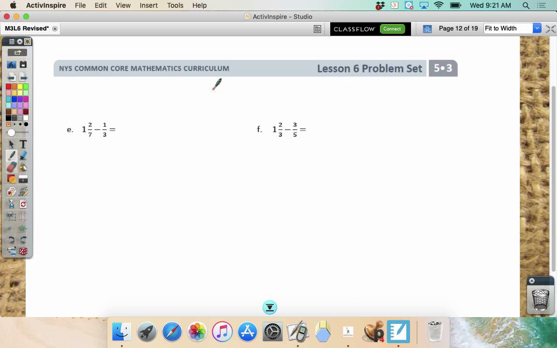Okay. So I know I'm going to have to use the 1. So I'm going to do 1 times 7, plus 2. 9. So 9 sevenths minus 1/3. Option 1 or option 2 here? Option 1. Yes. So you're going to multiply the denominators.